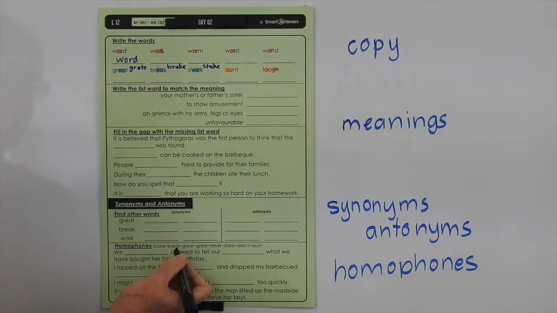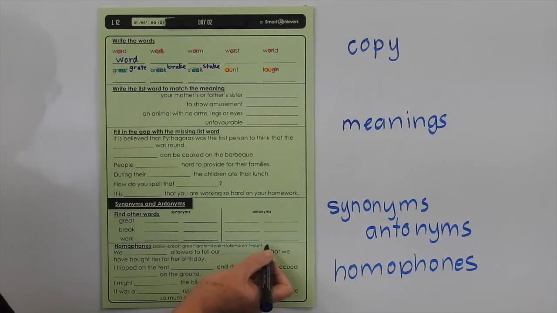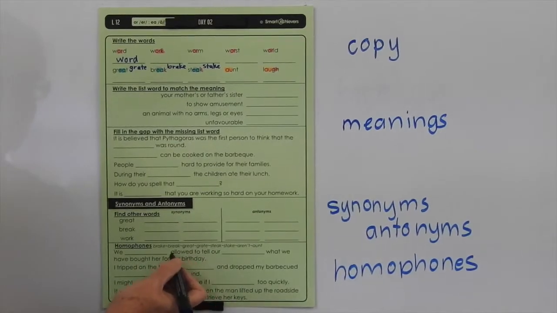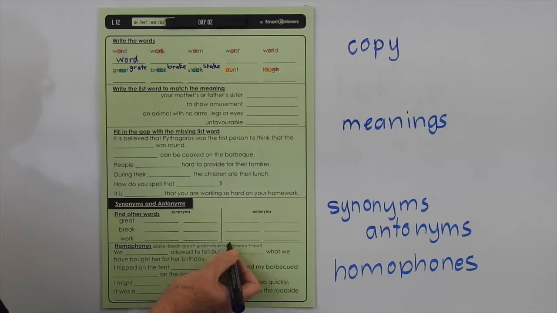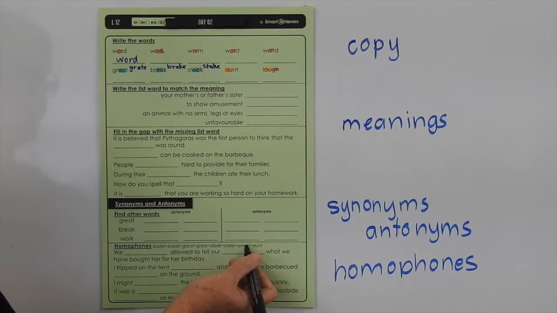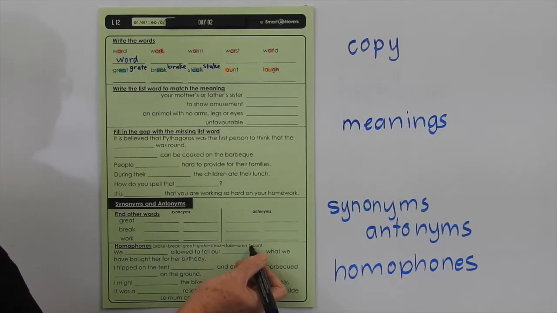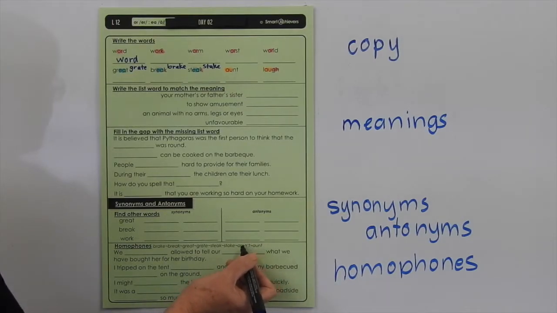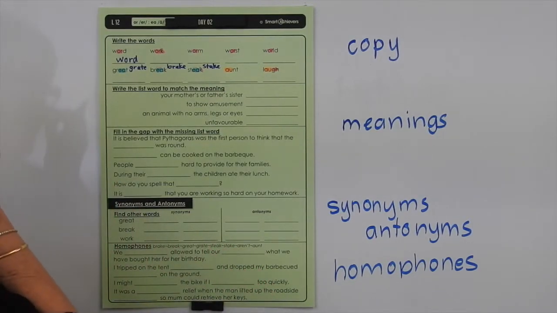Something allowed to tell someone what we have bought for her birthday. So your word choices are break, break, great, great, steak, steak, and aunt, aunt. So this aunt here is short for are not. If you're not sure if that works, say it in its extended form, are not, like we are not allowed to play on the road, or we aren't allowed to play on the road. If it makes sense in its extended form, then you know that that contraction would work in the space.